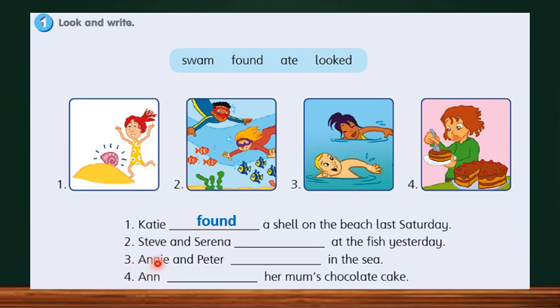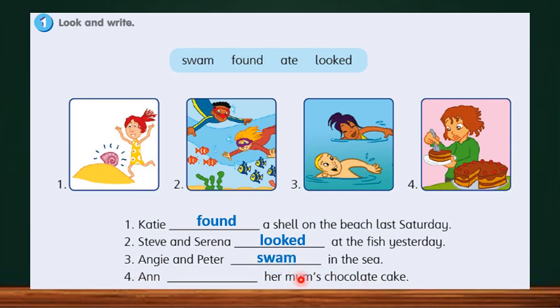Question 2. Steve and Selena at the fridge yesterday. Look at picture 2. This is Steve and this is Selena. They looked at the fridge yesterday. Question 3. Angie and Peter in the sea. Look at this picture. What did they do? They swam in the sea.